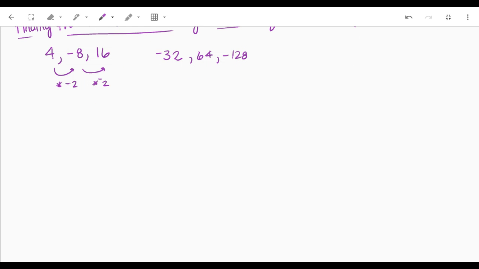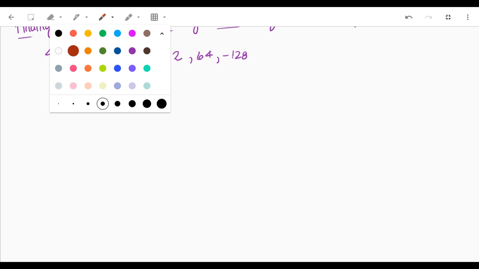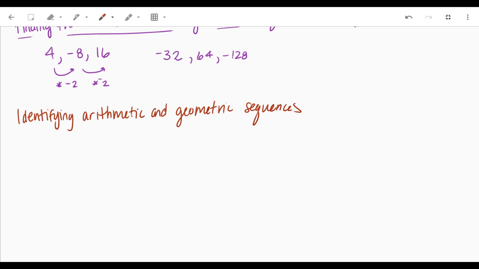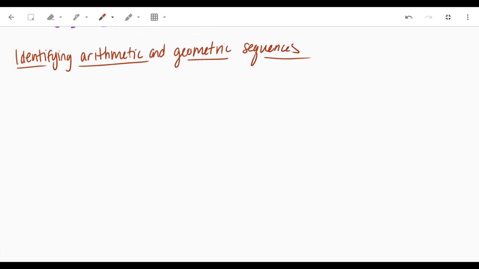Next one kind of ties in with one that we already did: identifying arithmetic and geometric sequences. So we did identifying arithmetic. Now we're just throwing in geometric too. And even in the example that we did for the arithmetic, we talked about how it's geometric. So they're going to give you some sequences. You determine if it's arithmetic, geometric, or neither, and that's it.